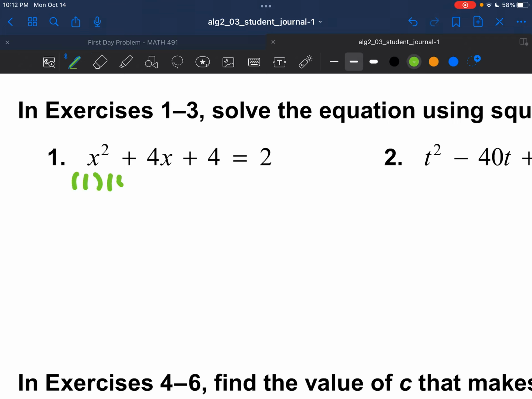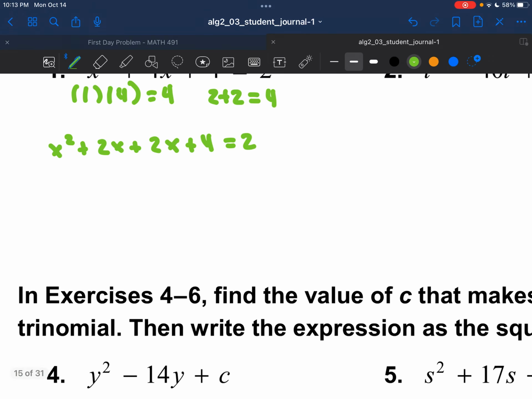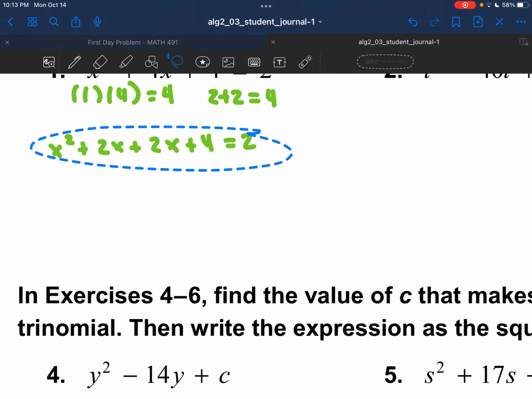So I'm going to say 1 times 4, that is 4, and we're going to learn a shortcut in the future here. And then I know that 2 plus 2 is 4, and 2 and 2 are factors of this 4 here. So it's going to be x² + 2x + 2x + 4 = 2.